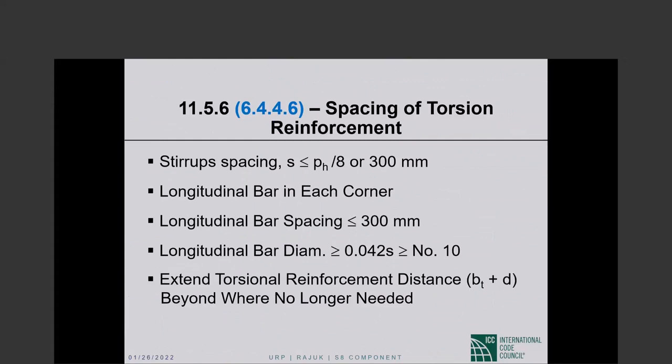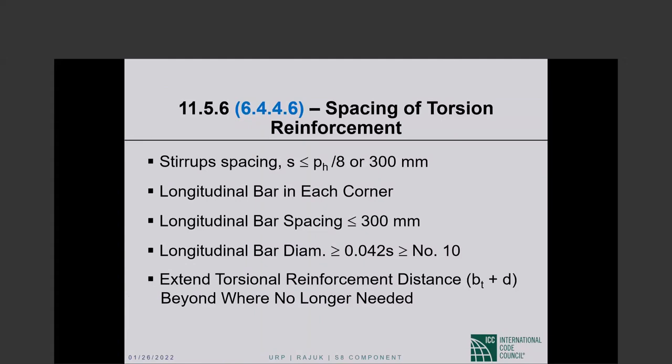So the summary of all the requirements for torsional reinforcement that we discussed is here. Stirrup spacing maximum is 1/8 of p sub h or 300 millimeters, whichever is the smaller of the two.